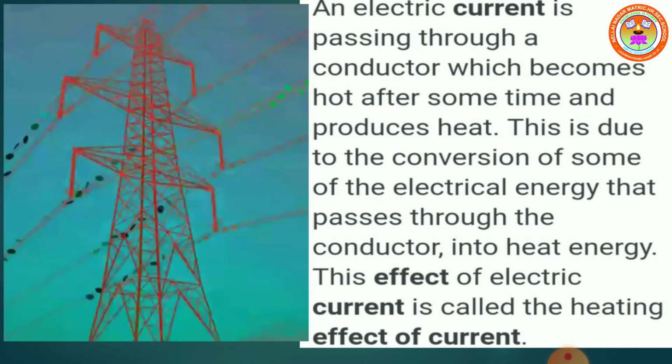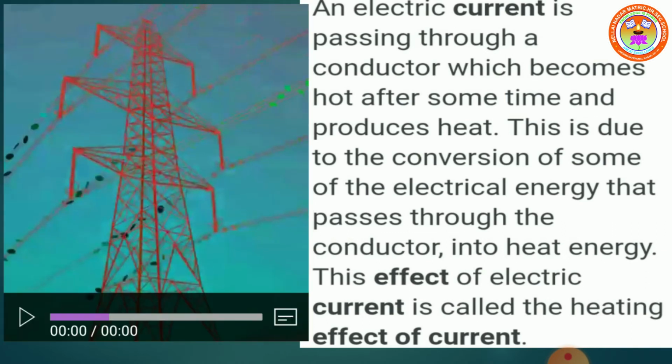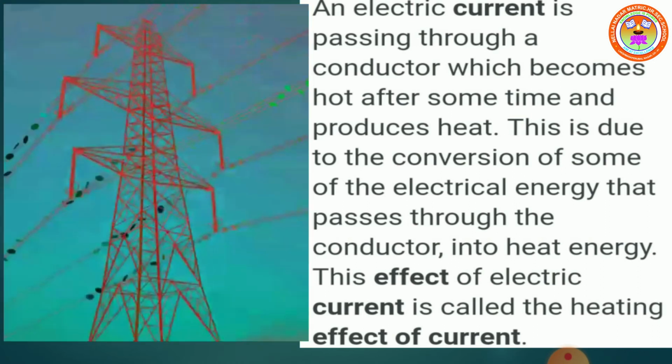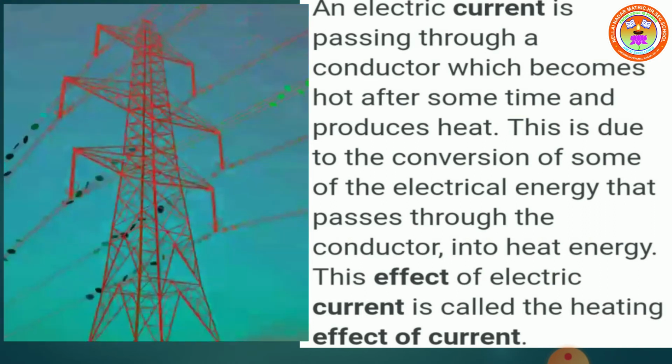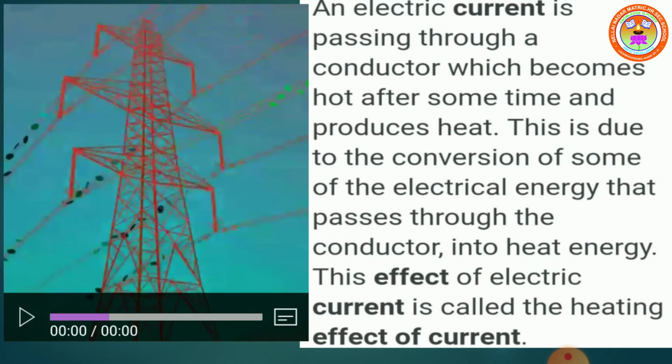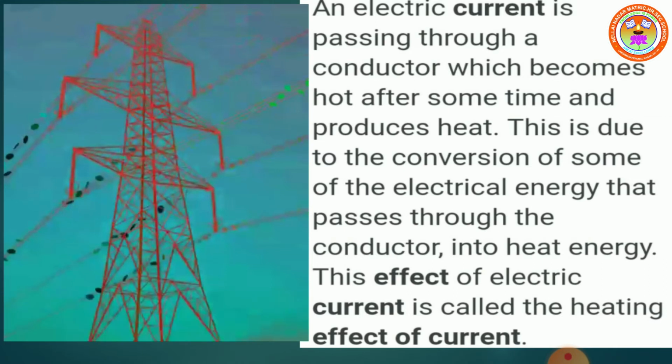So, when electrical current is passing through the conductor, it becomes hot. After some time it produces heat. This is due to conversion of some of the electrical energy that passes through the conductor into heat energy. This effect of electric current is called the heating effect of electric current.